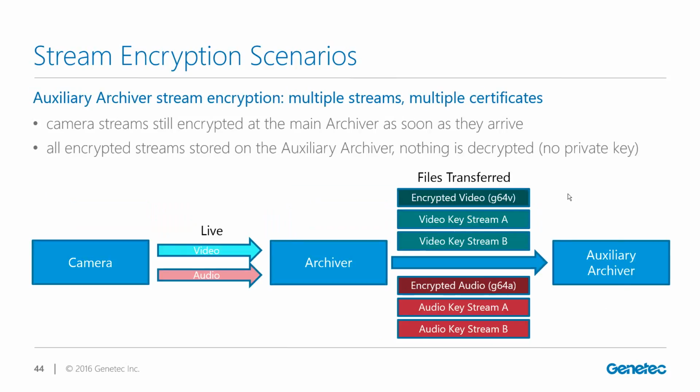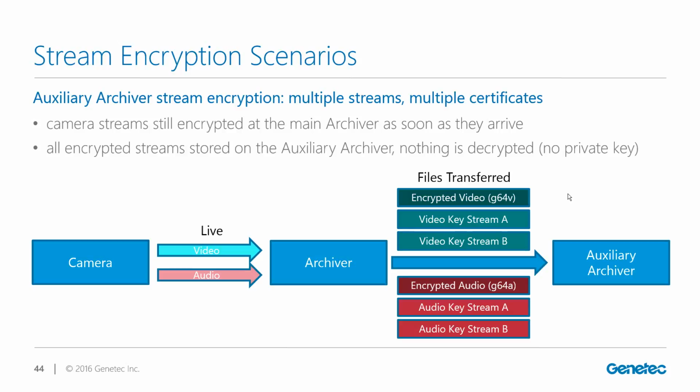Now what happens when we're talking about auxiliary archiving? The stream is coming in from the camera to the archiver, and as I mentioned multiple times, as soon as it hits that, boom, it gets encrypted. So what happens to the auxiliary archiver? Well, that actually gets the encrypted files. It stores the encrypted files itself.